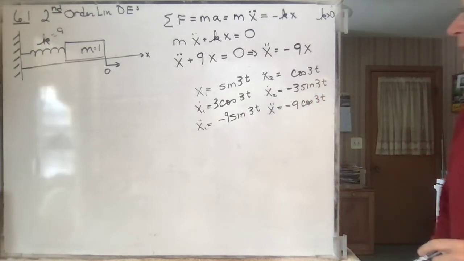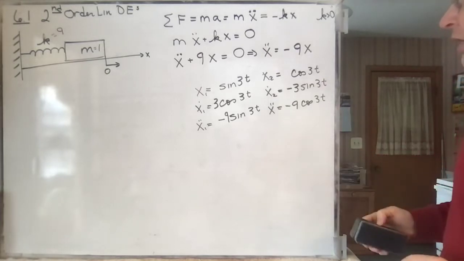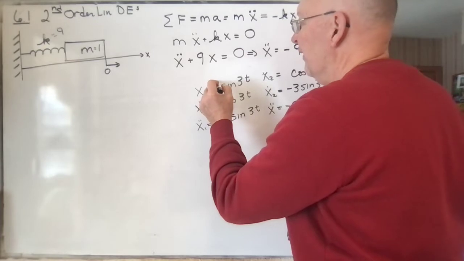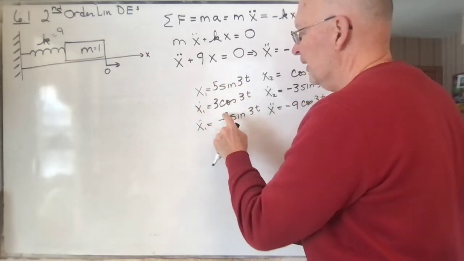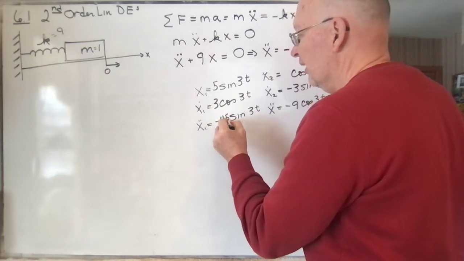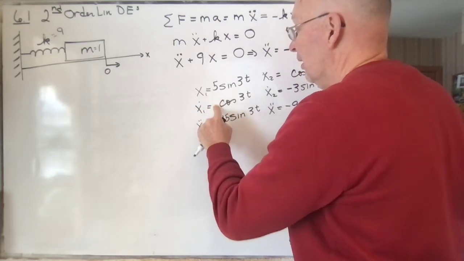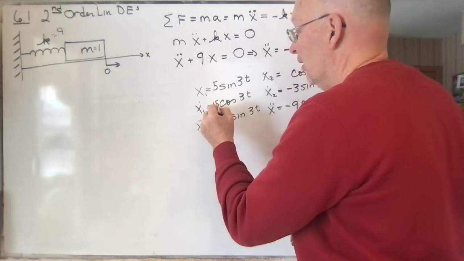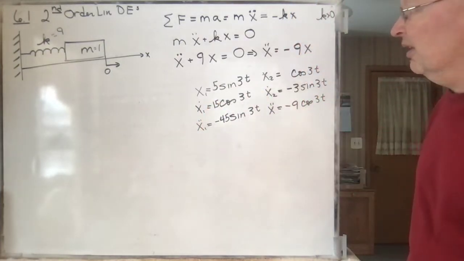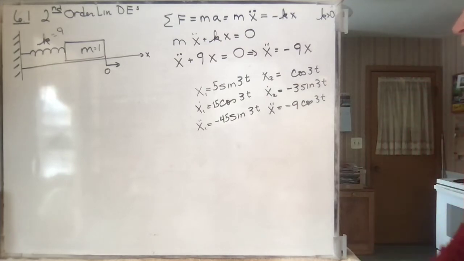So those work. And not only would those work, but any constant times those would work. If you'd started off here with a 5, then the 5 would just be carried through, and you'd end up with a negative 45 right there. And it's still the case that this is 9 times this. See that?